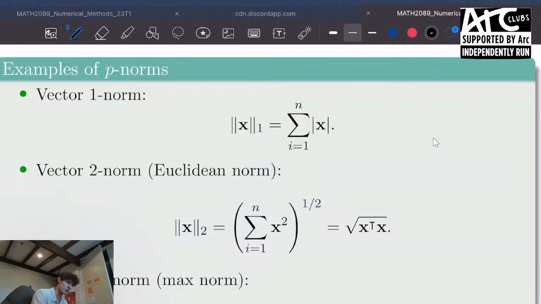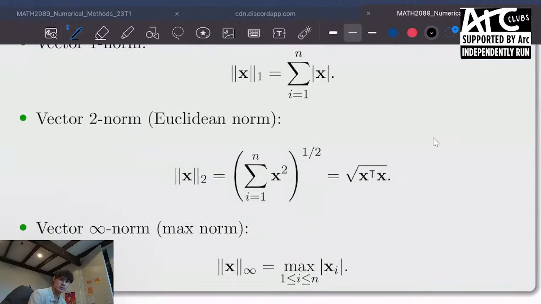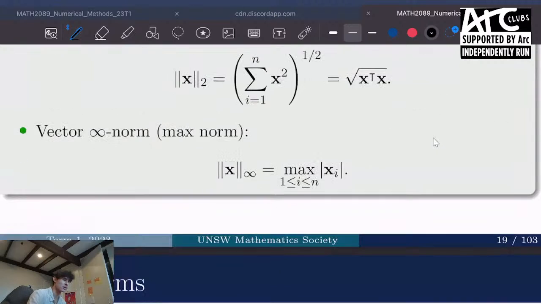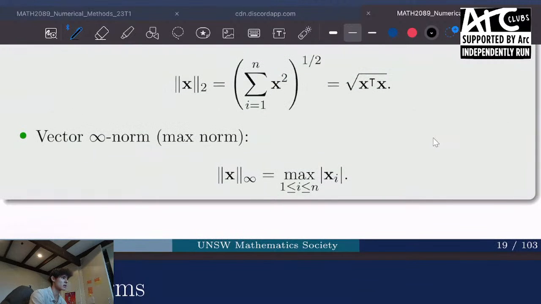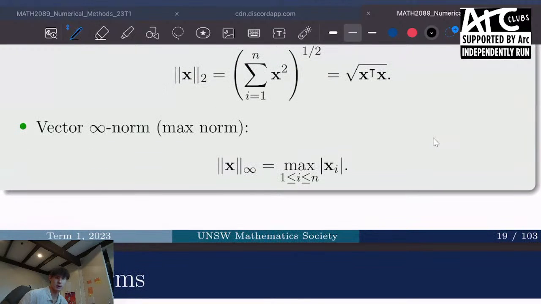So that's the vector 1 norm. The vector 1 norm is the sum of all the absolute values of the components. The vector 2 norm is actually the exact same as the normal Euclidean distance. So this is what we normally use to find the length of a vector. And then there's the vector infinity norm, which is just the maximum component of the vector across all its indices.